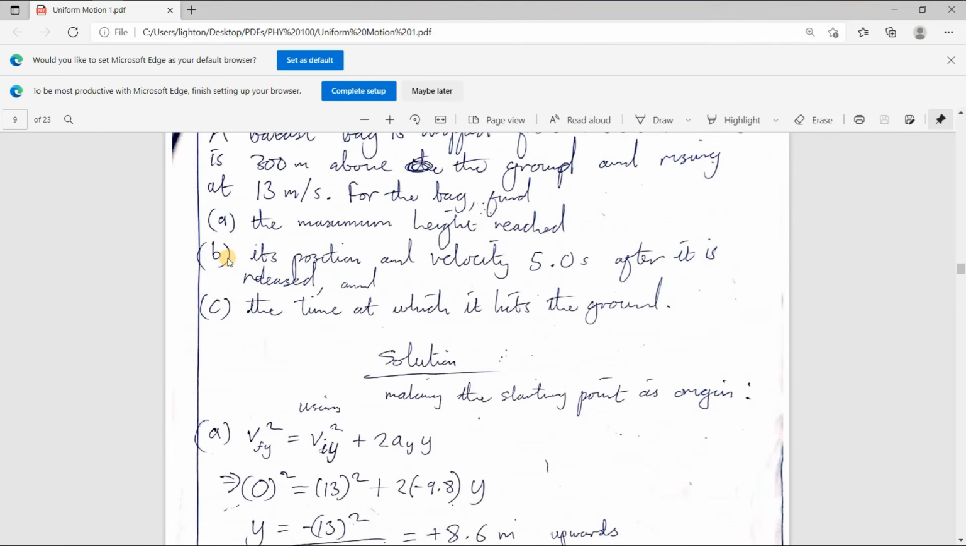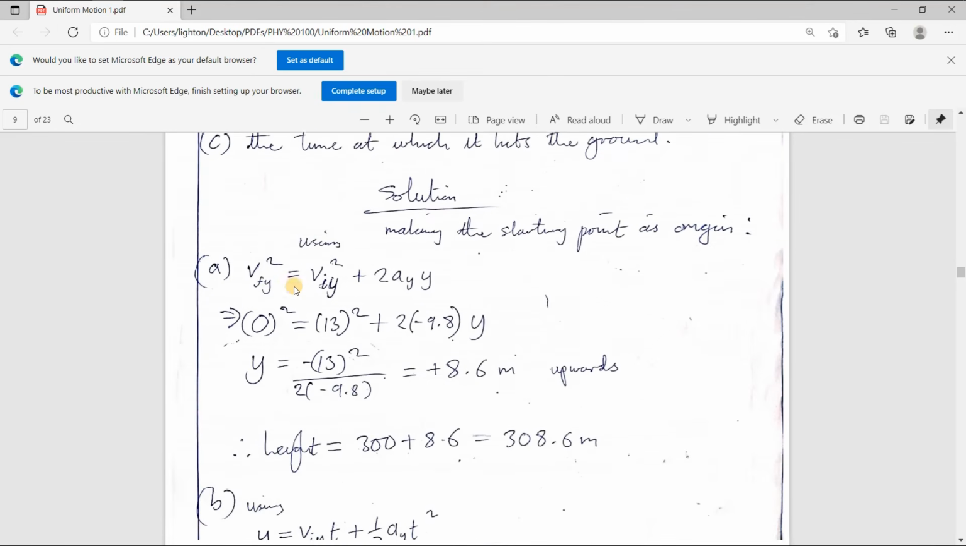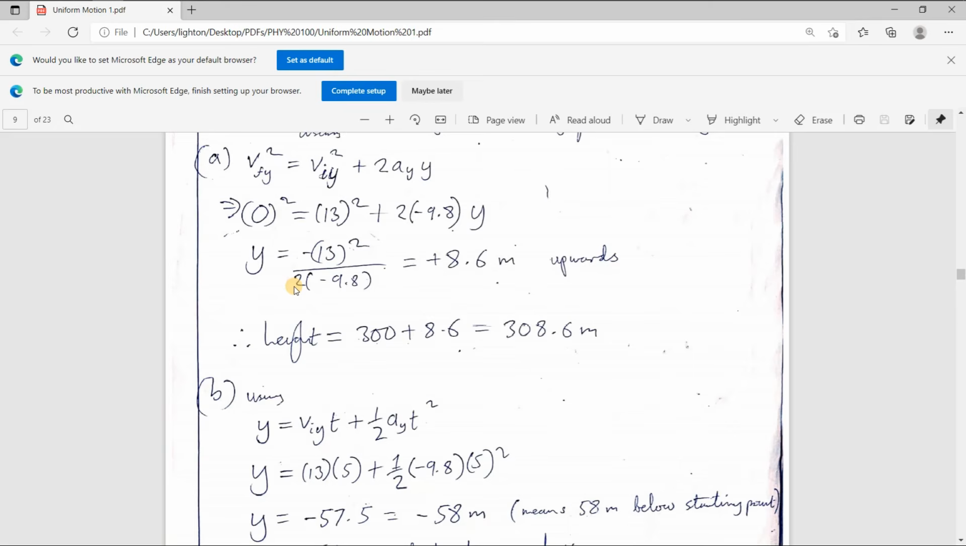Now part B: its position and velocity 5 seconds after it is released. Five seconds after it is released, what is its position and velocity? Okay, find the position.